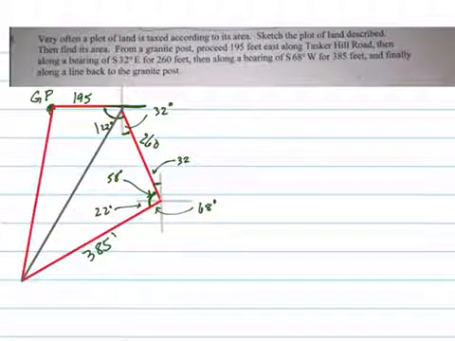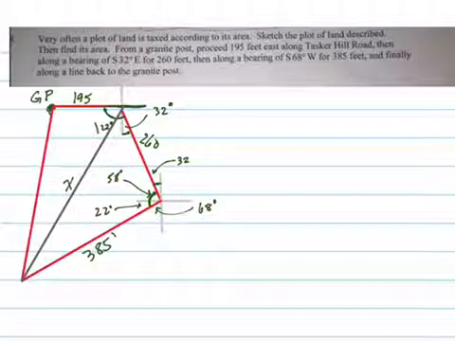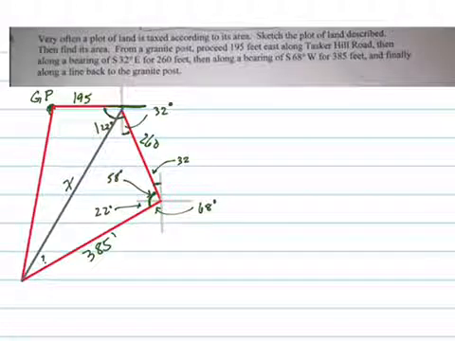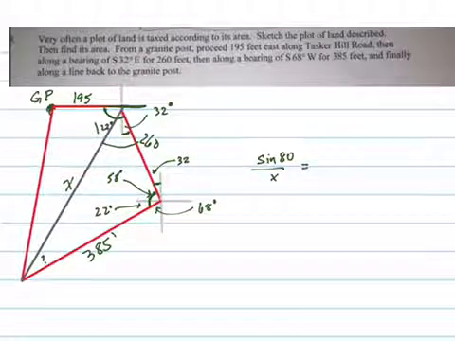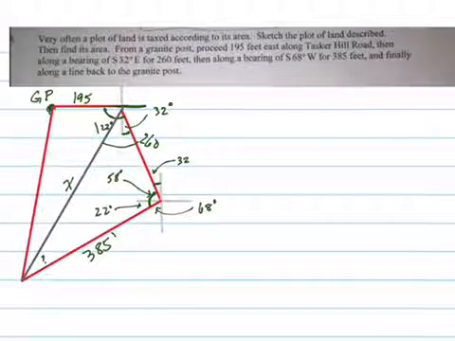I want to find this side length over here. And I can also find this angle down here, and then I could find that angle down there as well. But I can find x, that side length, because I know 80. Sine of 80 over x equals... no, not sine of 80 over x. I'm going to have to use the law of cosines, so use the law of cosines.